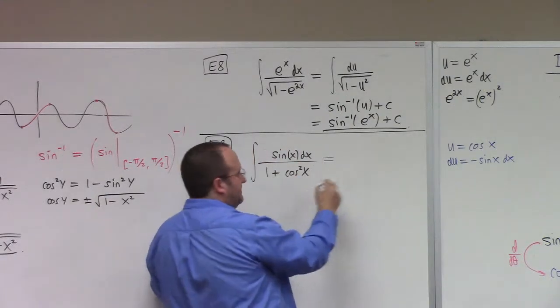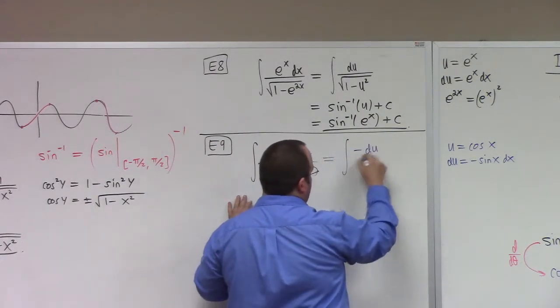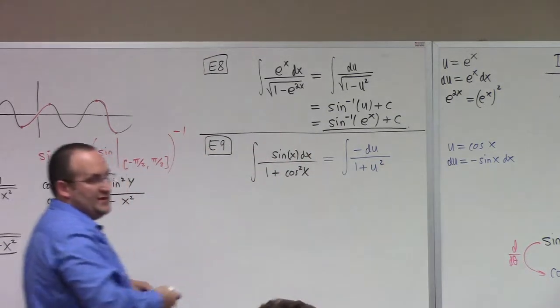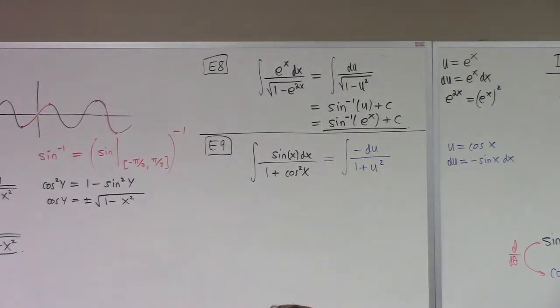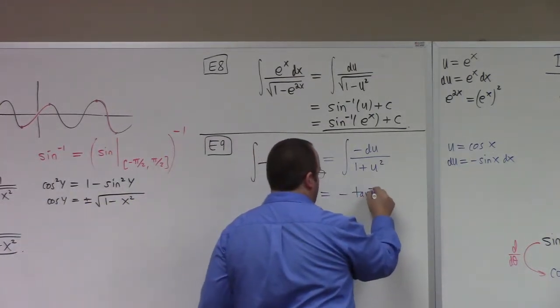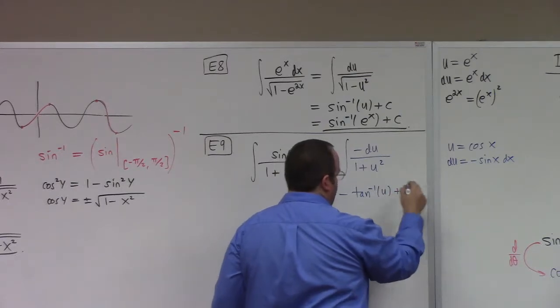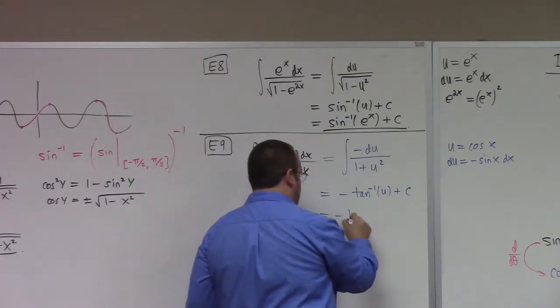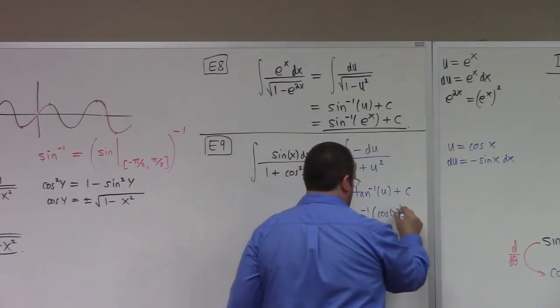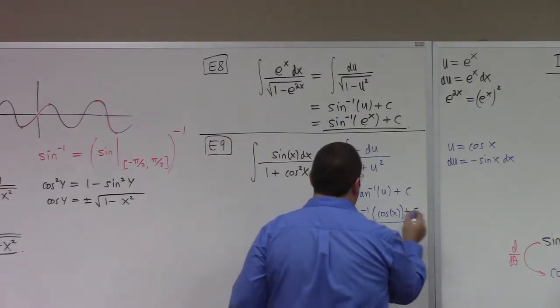du, right? Minus du over 1 plus u squared. Aha! Well, that's an inverse tangent integral, right? Because the integral of 1 over 1 plus x squared is inverse tangent of x. And so there you go. Minus inverse tangent of u plus a constant. Now undo the substitution. Minus inverse tangent of the cosine of x plus a constant. And there you go.